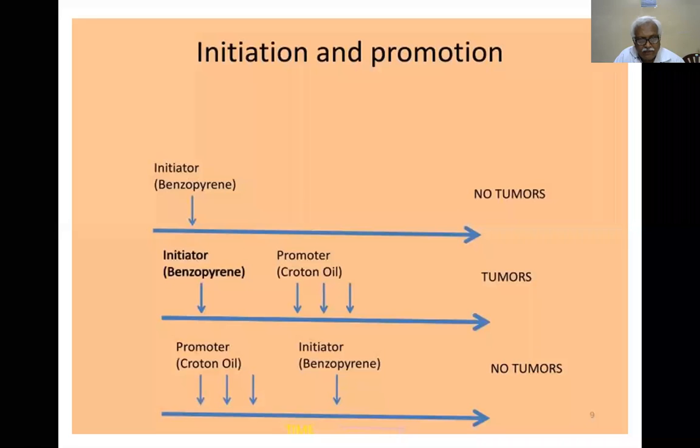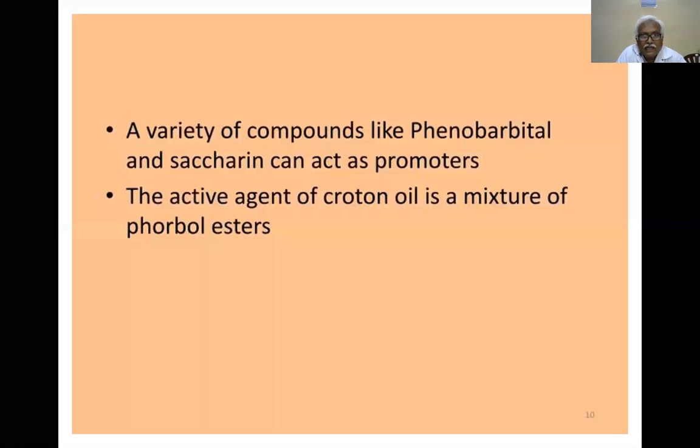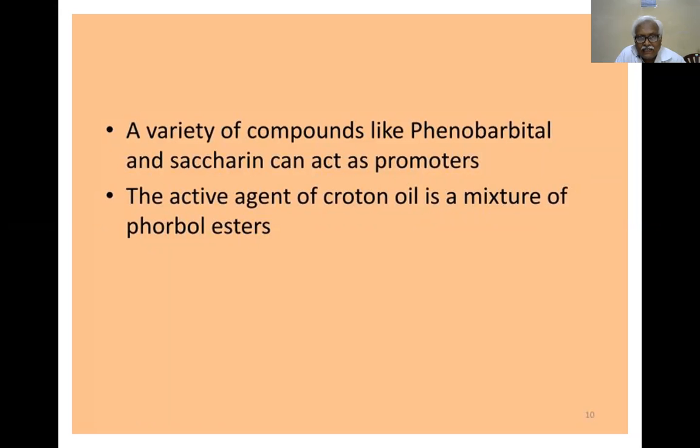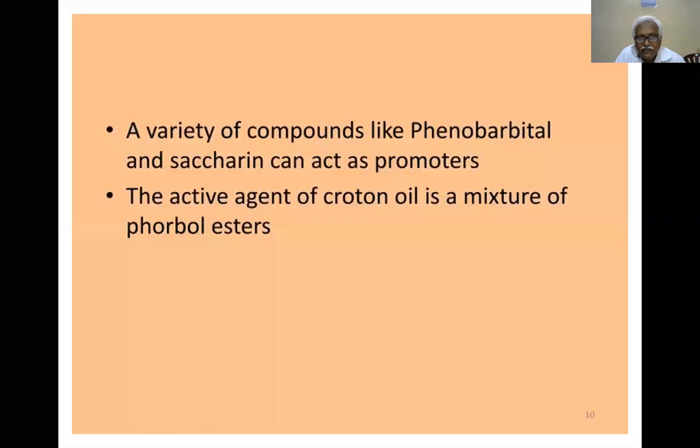And there is another way. The promoter croton oil is applied on the skin repeatedly, and then the initiator benzopyrene is applied. No tumor will be there. So these are the 3 simple research procedures they follow, and from how the tumor growth takes place, they came to the common understanding. A variety of compounds like phenobarbital and saccharin can act as promoters. The active agent of croton oil is a mixture of phorbol esters. We call it phorbol ester.